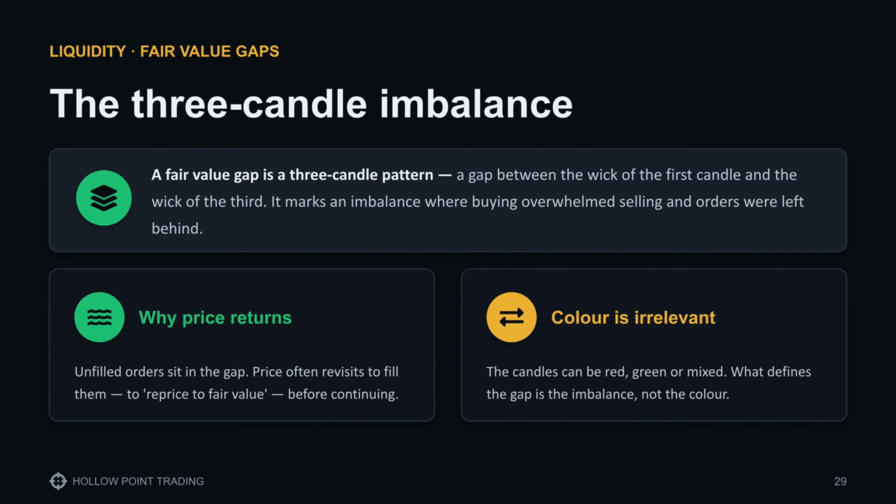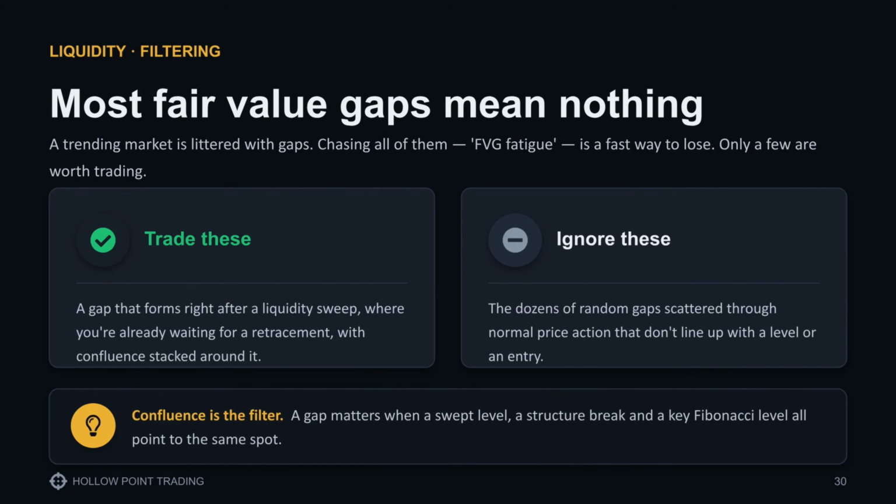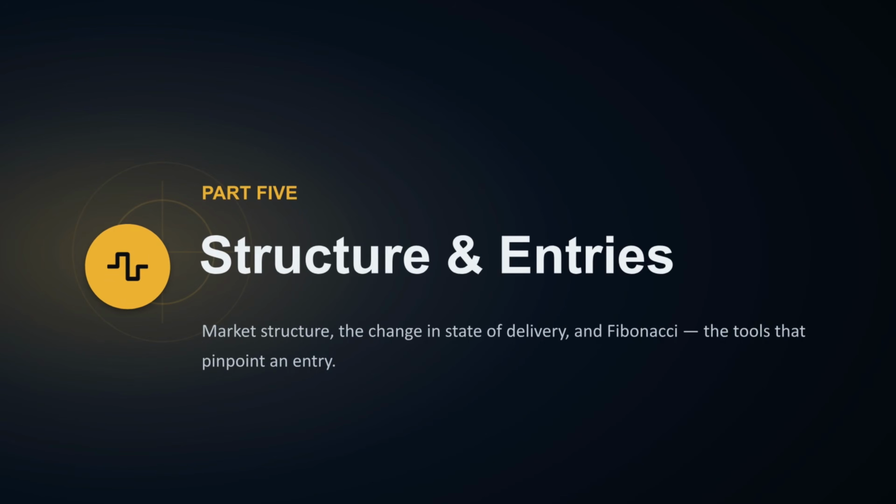Finally, let's look at fair value gaps. These are 3 candle patterns that signify an imbalance in the market. They act as magnets, because price often returns to fill the orders that were left behind before continuing its original trend. Not every fair value gap is a trading opportunity. A trending market is filled with them, and chasing every one can lead to FVG fatigue. Only trade gaps that occur after a liquidity sweep, where you have additional confluence, such as a structure break or a key Fibonacci level. Now let's move into Part 5, Structure and Entries.